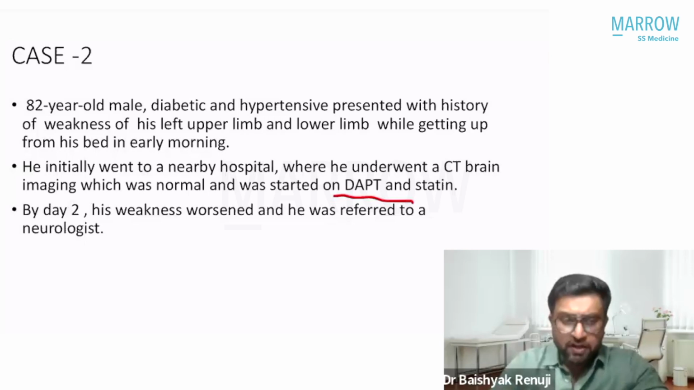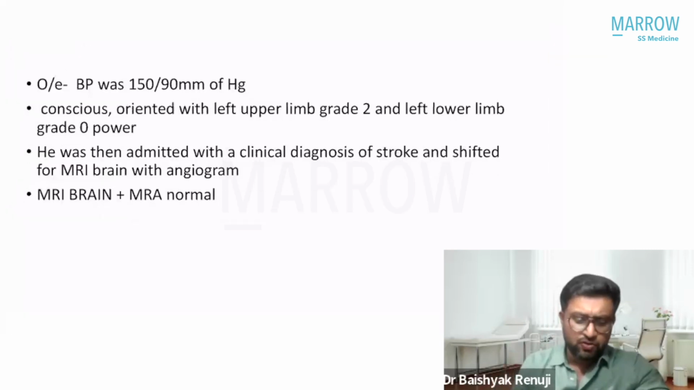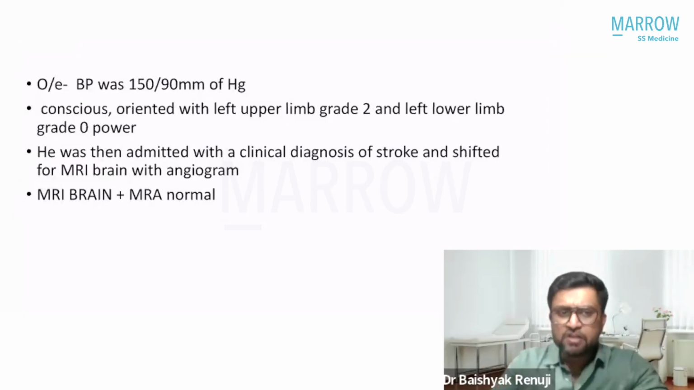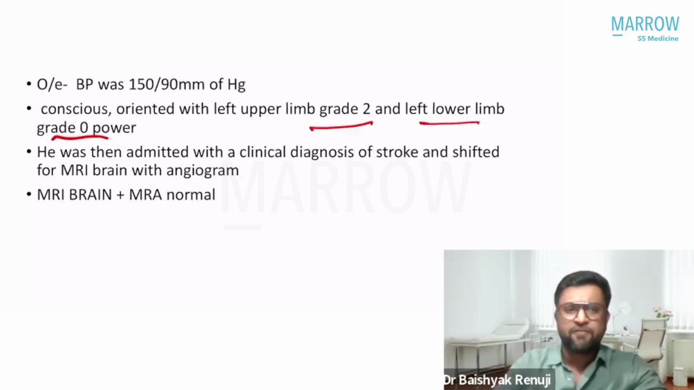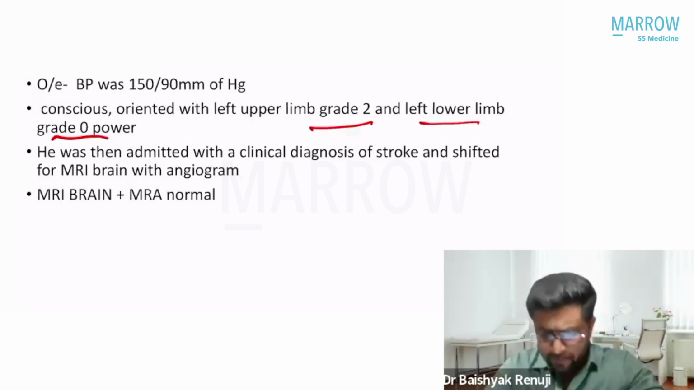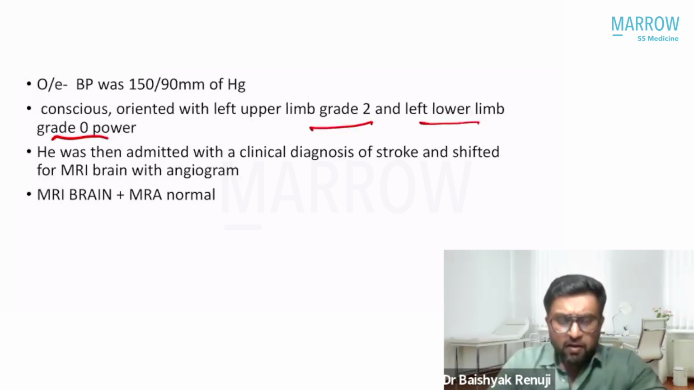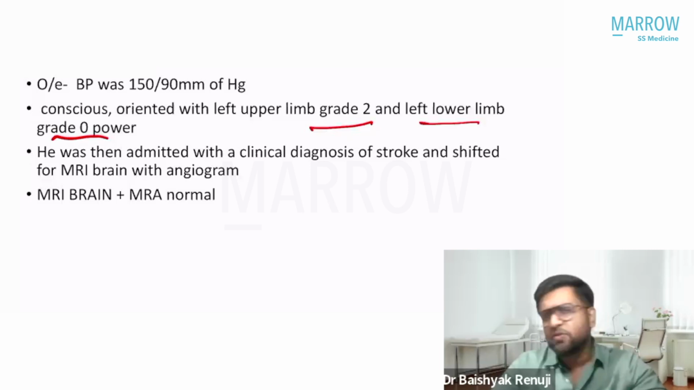On examination in the casualty, his blood pressure was 150/90. He is conscious, oriented, with left upper limb grade 2 weakness and left lower limb grade 0 power. So something is atypical compared to the last case. Here he has lower limb more than upper limb weakness. That can definitely occur, especially in a subcortical infarct. And already, any diabetic patient, 82-year-old male with left side weakness, acute onset, and a normal CT, you think of a subcortical infarct.